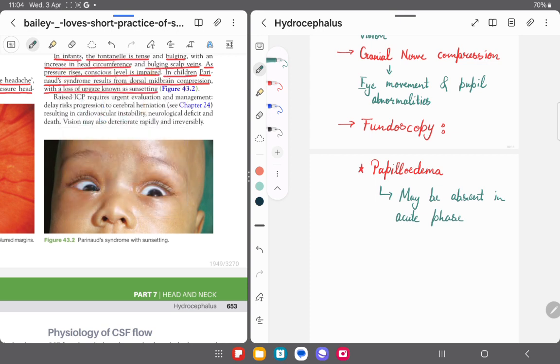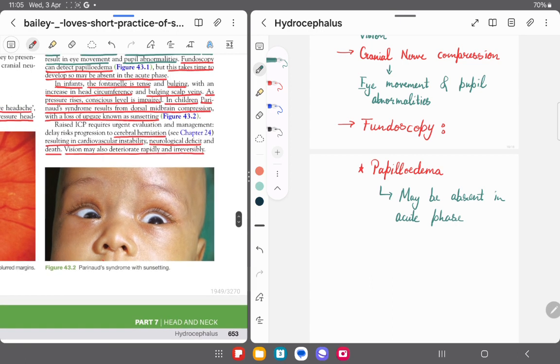Raised ICP requires urgent evaluation and management. Delay risks progression to cerebral herniation, resulting in cardiovascular instability, neurological deficit, and death. Vision may also deteriorate rapidly and irreversibly.